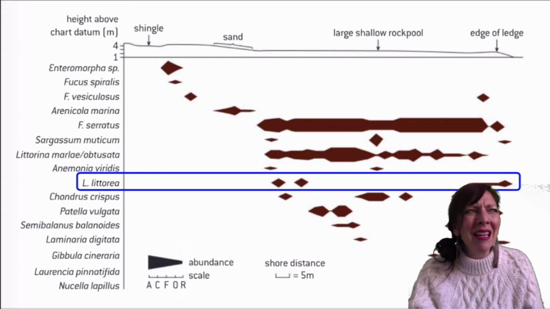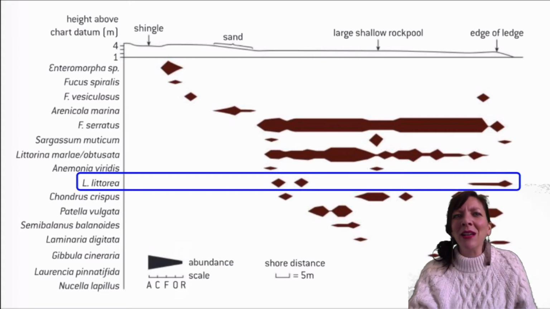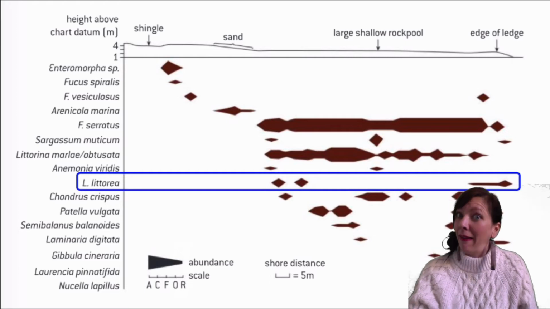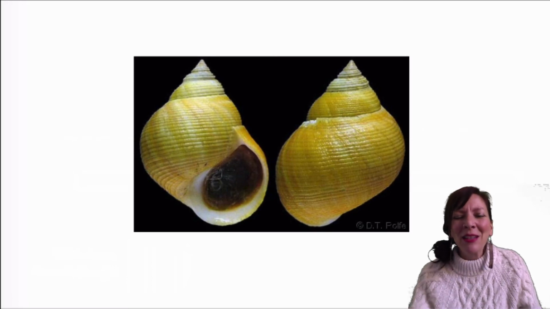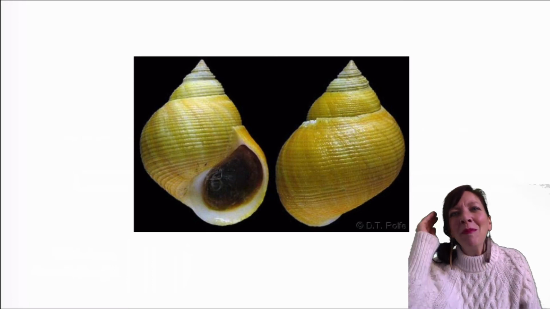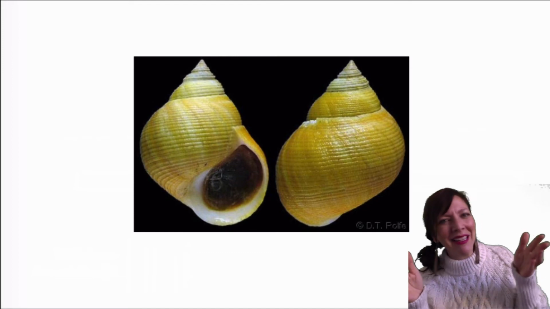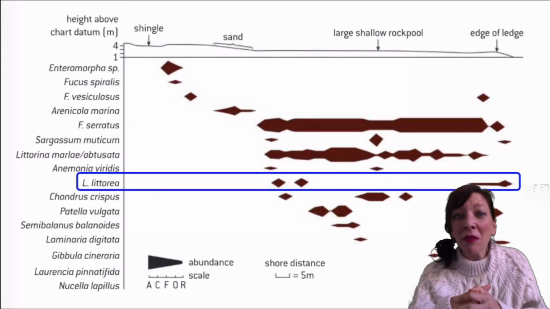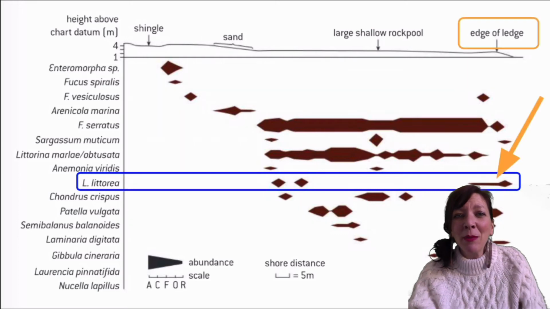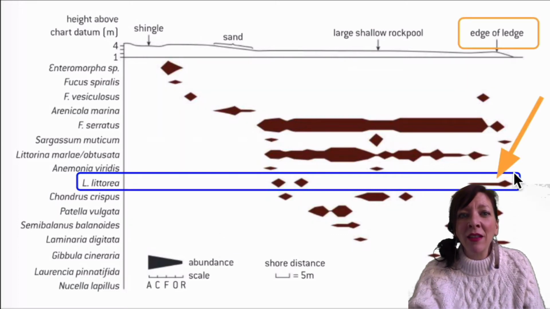You're probably like, Miss, I have no idea what L. littorea means. Well, it's a type of little shelled creature. These are also called periwinkles. So that's what we're looking at here, going from the shoreline all the way inland. With that one species, we're going to see it in three different places. The first place, right over here, we're going to find it at the edge of the ledge.